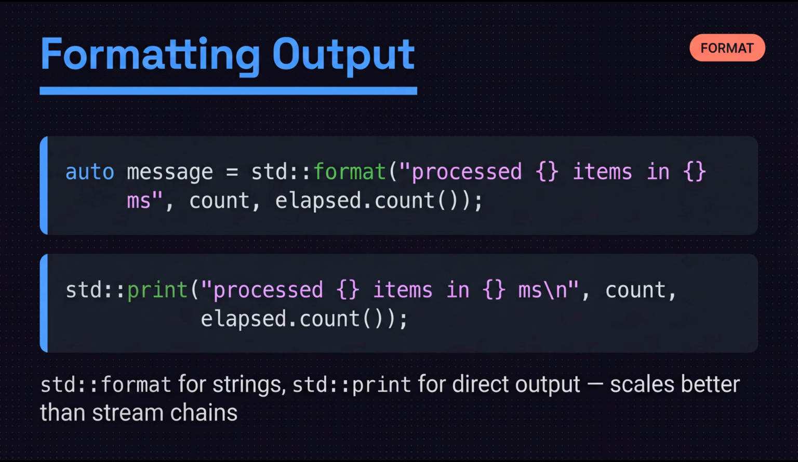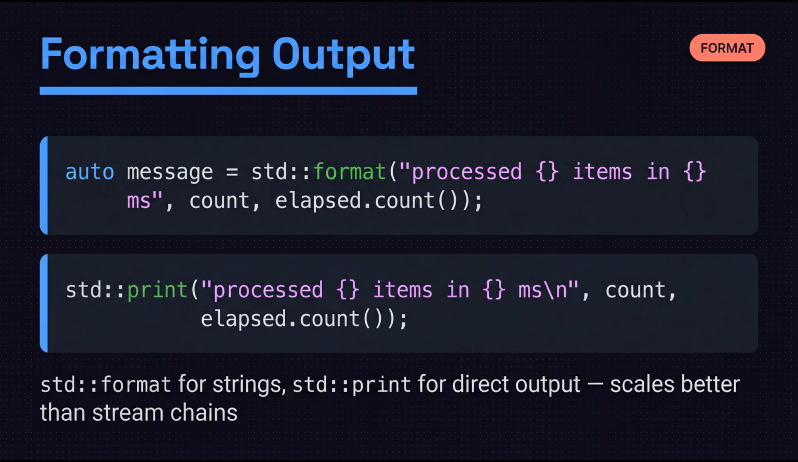std::format replaces the verbose stream insertion chains you've been writing. Instead of std::cout, shift, value, shift, string, shift, you write std::format with a format string and arguments. The curly braces are placeholders. The arguments fill them in order.